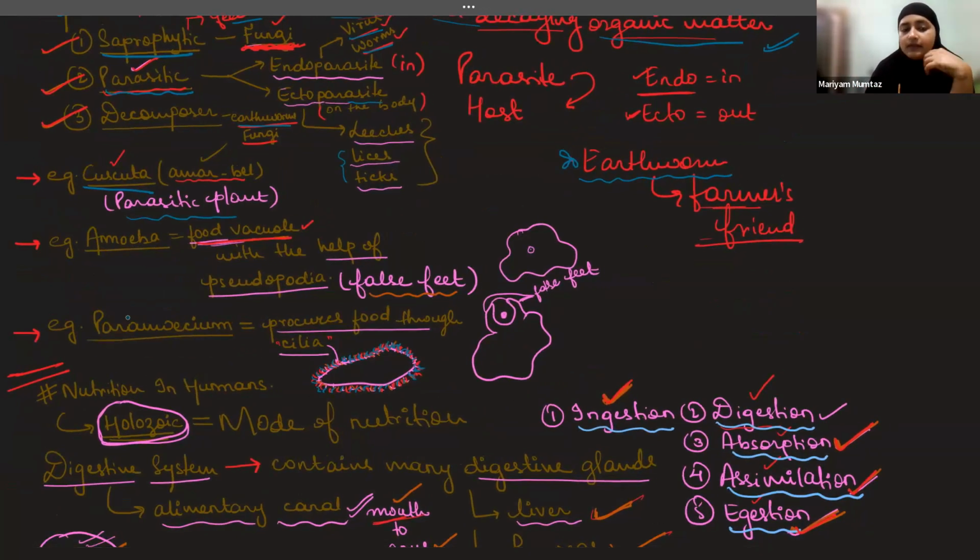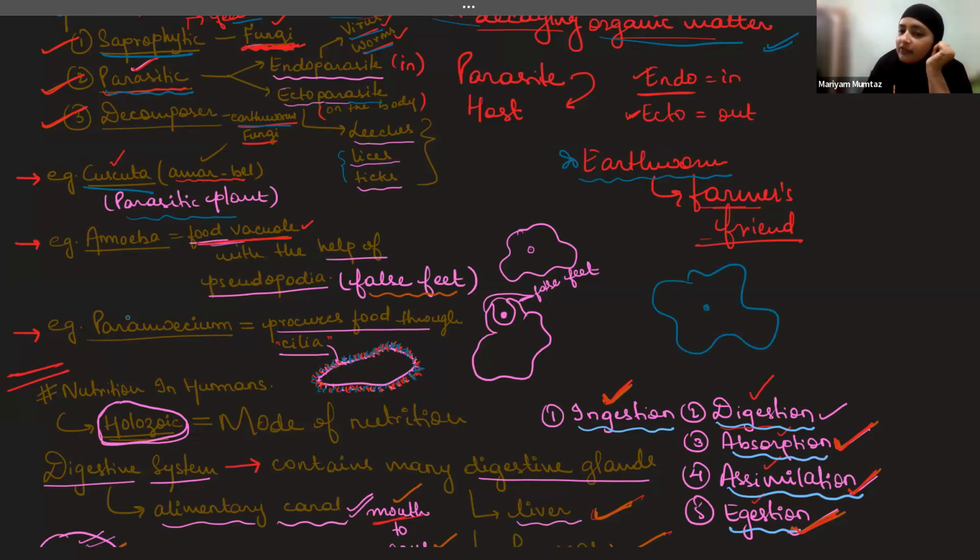Now, talking about the other modes of nutrition, there is amoeba. Amoeba is an organism that procures food, like takes in the food, with the help of pseudopodia. Pseudopodia means false feet. Pseudo means false, podia is feet. So, false feet. This is how the amoeba looks.